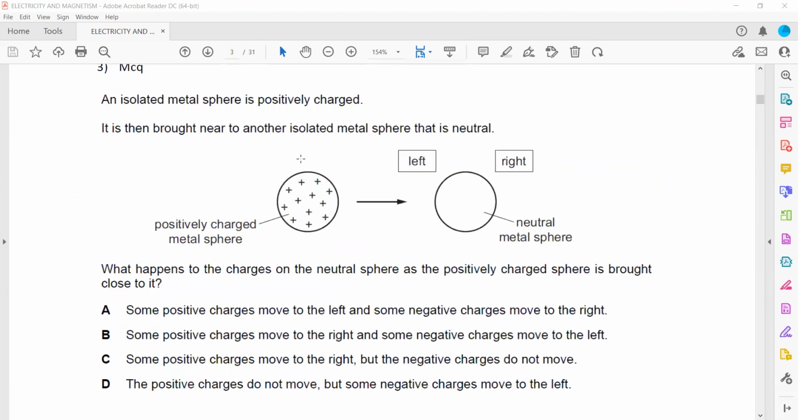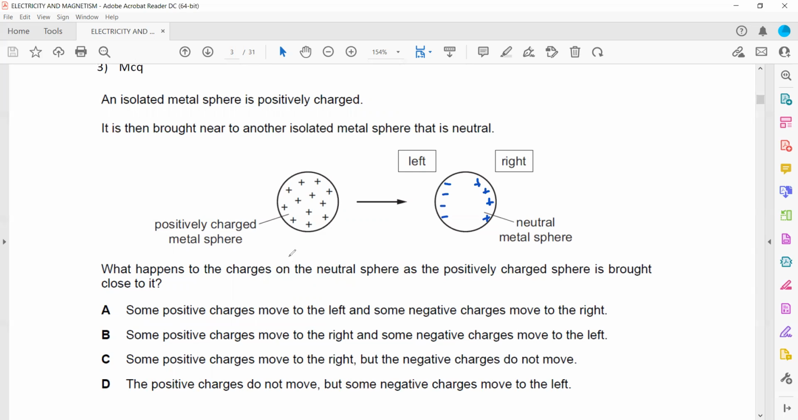In question 3, an isolated metal sphere which is positively charged is brought near to another isolated metal sphere that is neutral. If we bring a positively charged rod near, what will happen? One side will be negative and the other side will be positive, so it creates a distribution of the charge. What happens to the charges as the positively charged sphere is brought close?